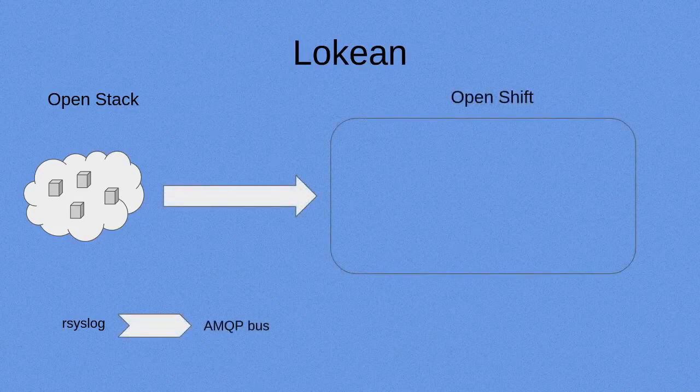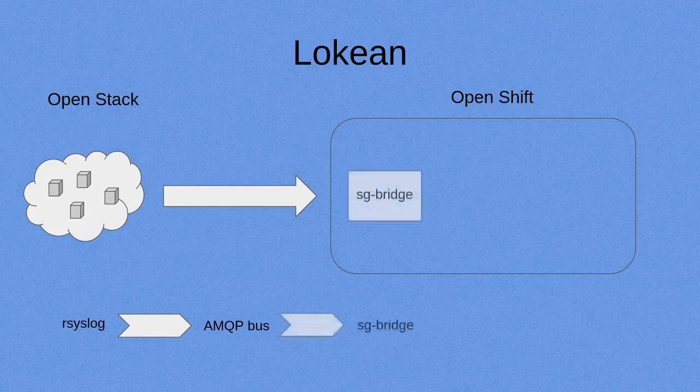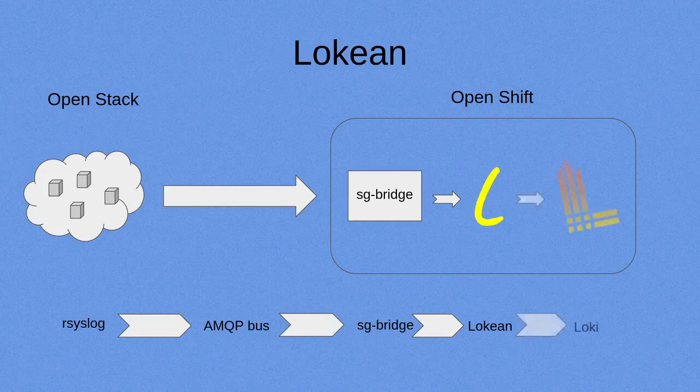Let's finally take a look at how all this works and what exactly Lokean does. On the client side, we use rsyslog on each of the OpenStack machines to collect its logs and put them on a common bus, which transfers them to OpenShift, which acts as the server side for our project. On the server side, we use our component called SGBridge to take the logs from the bus and make them available for Lokean. Lokean parses the logs and sends them to Loki for storage.